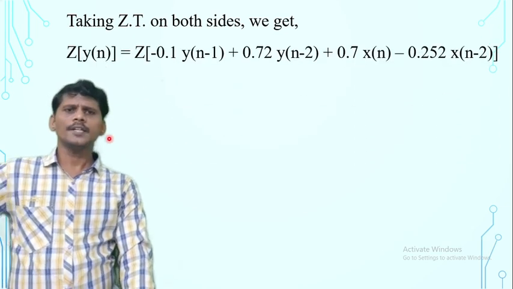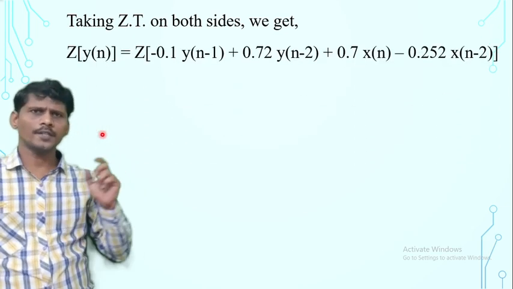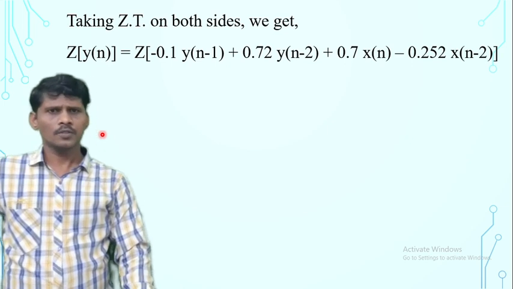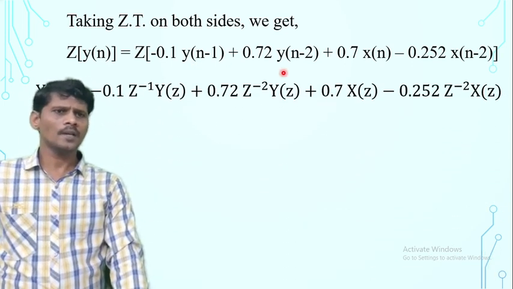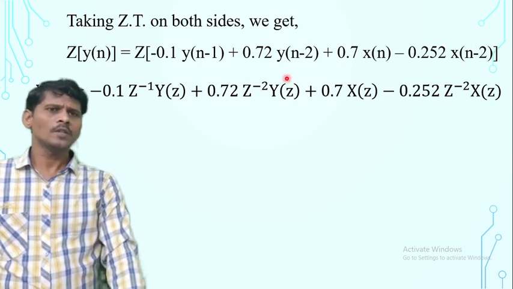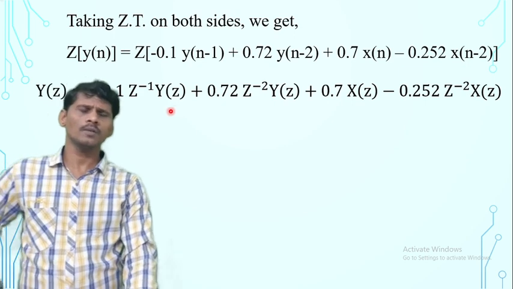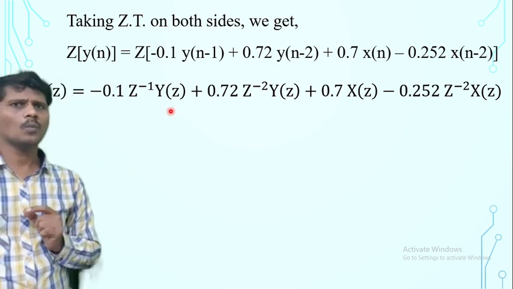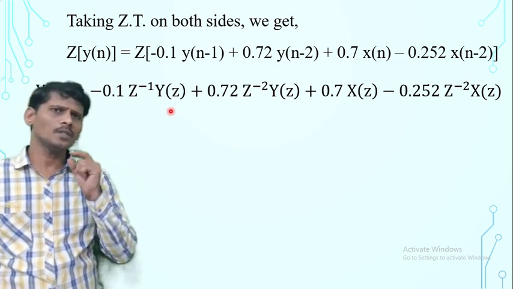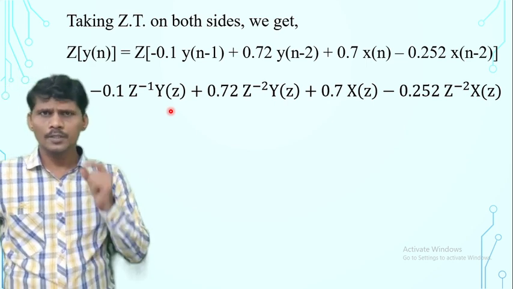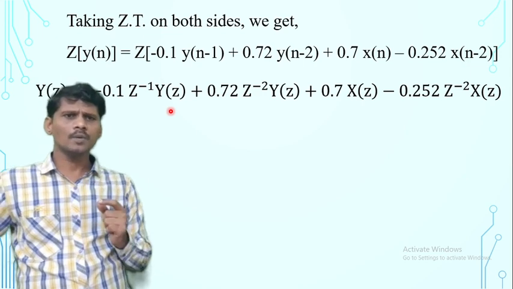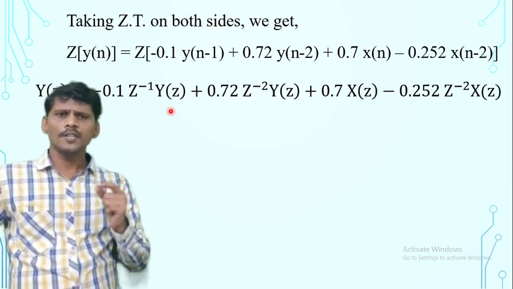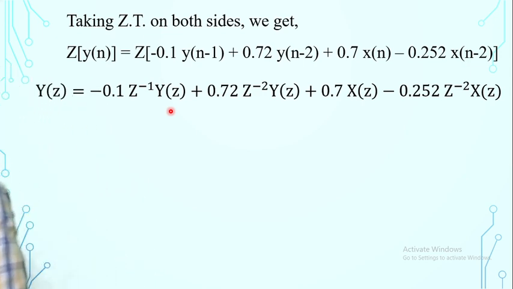We get the z transform of the LHS term is equal to the z transform of the RHS term. So the z transform of y of n is Y of z. On the RHS, applying the z transform to each term, minus 0.1 into the z transform of y of n minus 1, using the time shifting property. What is the time shifting property of the z transform? Z power minus n into X of z. Using that property, the z transform of y of n minus 1 is z power minus 1 into Y of z.